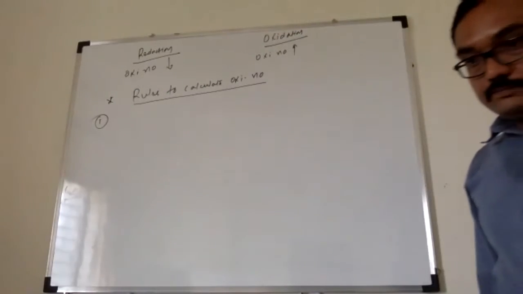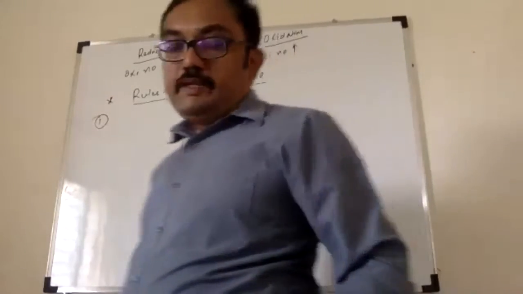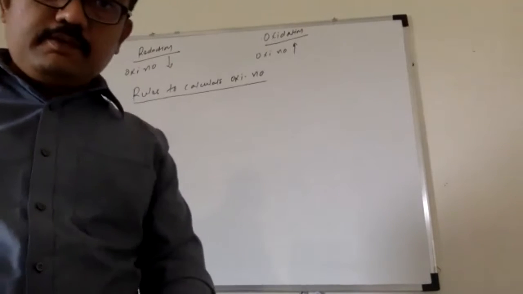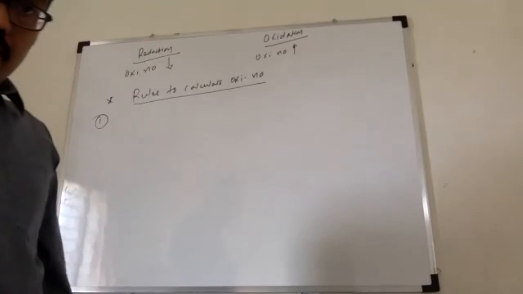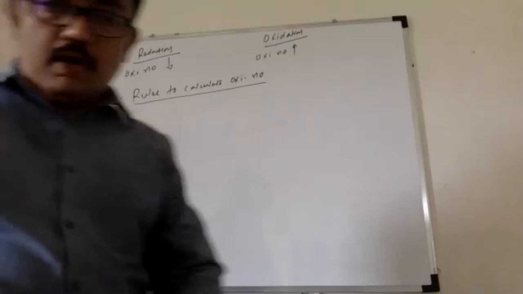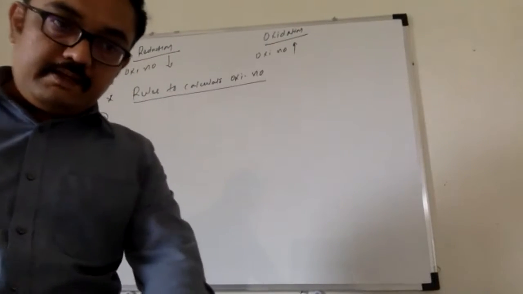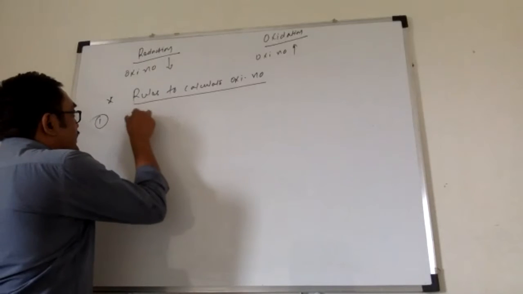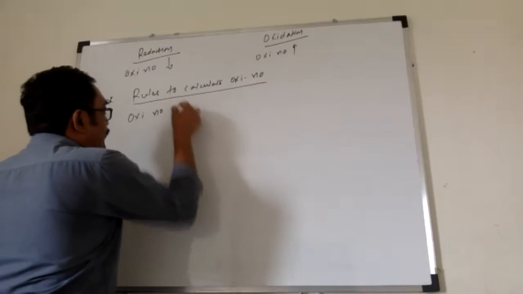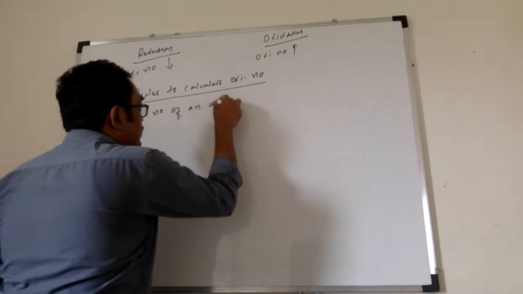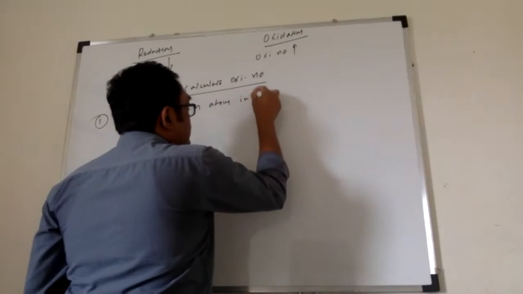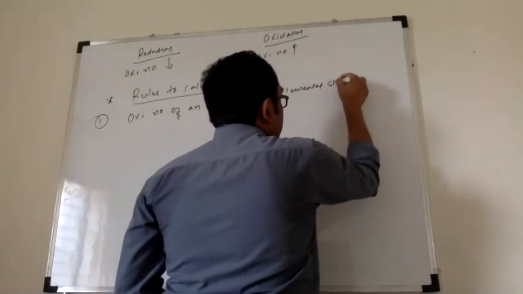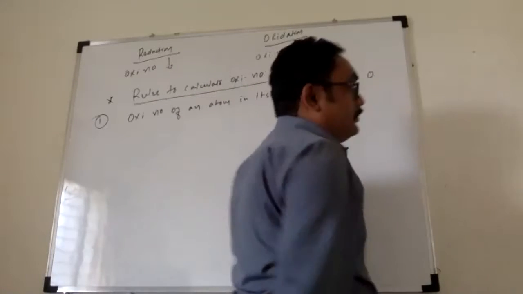First rule, oxidation number of any atom in its elemental state is 0. That is rule number 1. Oxidation number of an atom in its elemental state is 0.